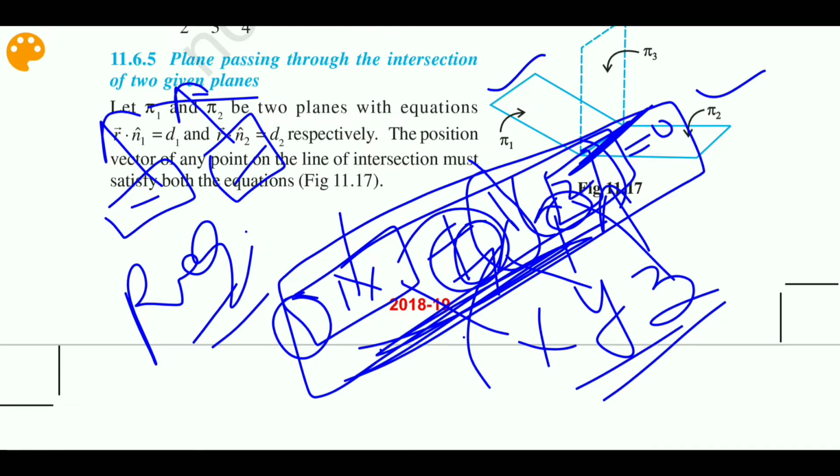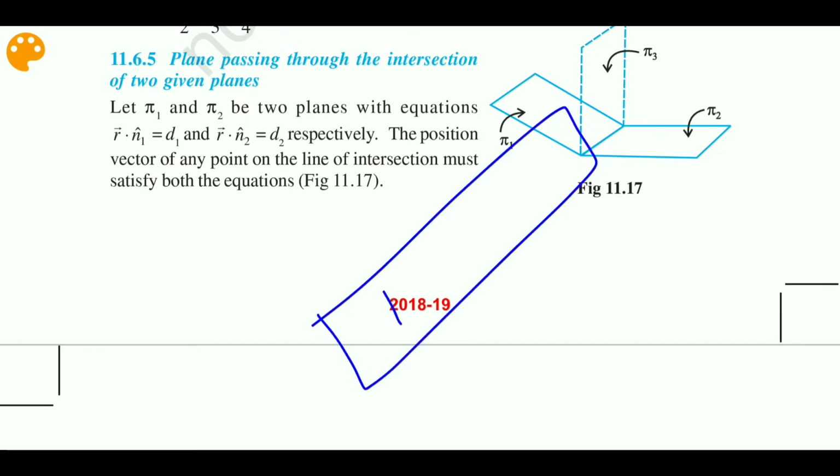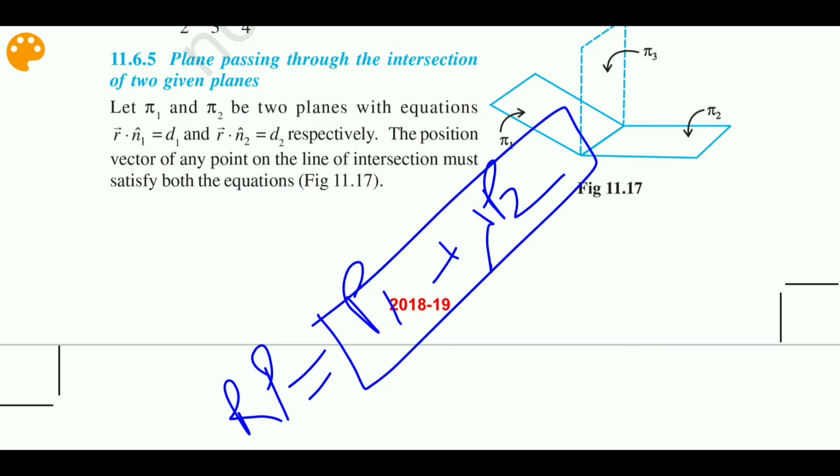And if not, then plane 1 plus lambda times plane 2, this is P1, plane 2, so this is the required plane. In this required plane, if this plane may be perpendicular to some other plane, then how will we do it?